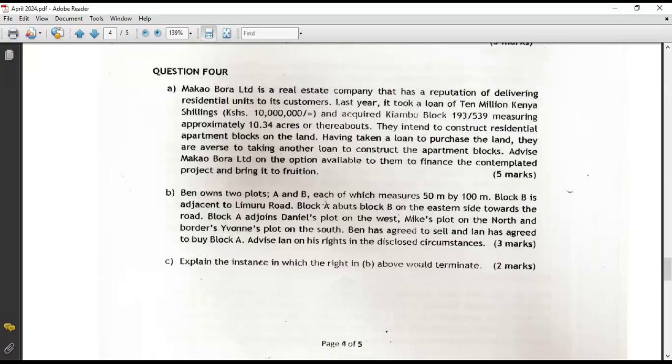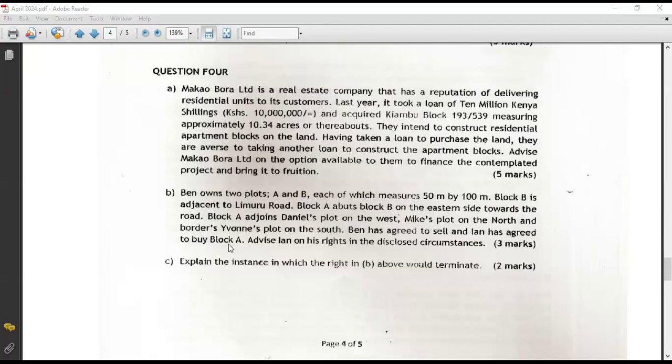Now, this question is asking you on what? In conveyancing. I think that would be overriding interests. Right of way is what I'm seeing. Overriding interest, and the specific overriding interest would be the right of way that Ian would need to have over his neighbors for him to get access to perhaps the Limuru Road. Yes, it is right of way.